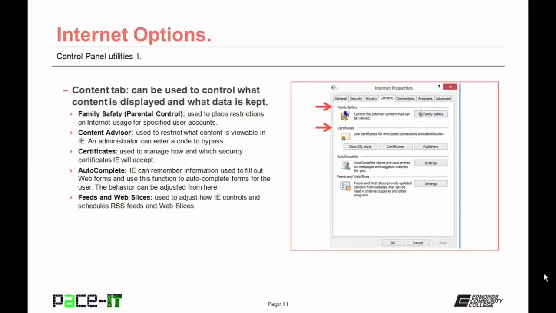The Certificate section is used to manage how and which security certificates Internet Explorer will accept. Internet Explorer can remember information used to fill out web forms and uses the autocomplete function to autocomplete forms for the user. The behavior for this can be adjusted from here. The Feeds and Web Slices section is used to adjust how Internet Explorer controls and schedules RSS and web slices.